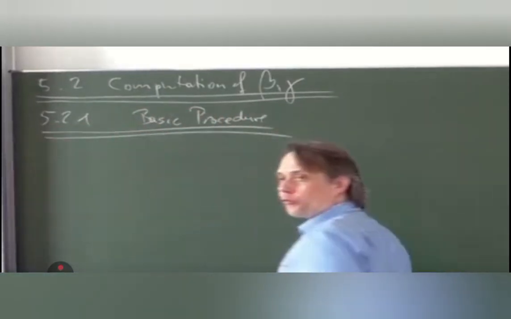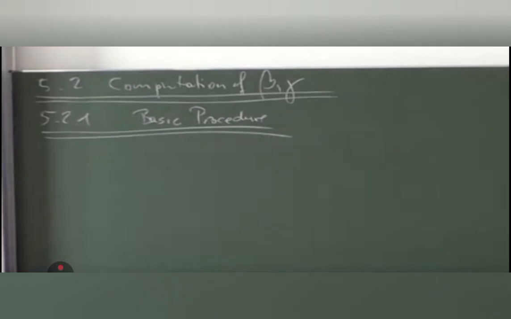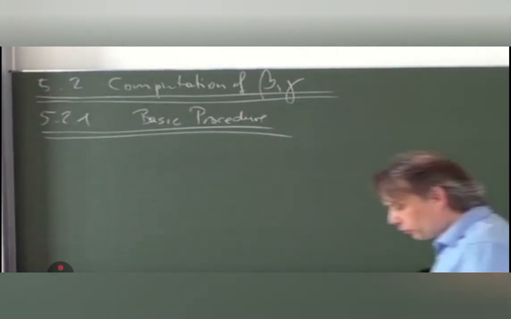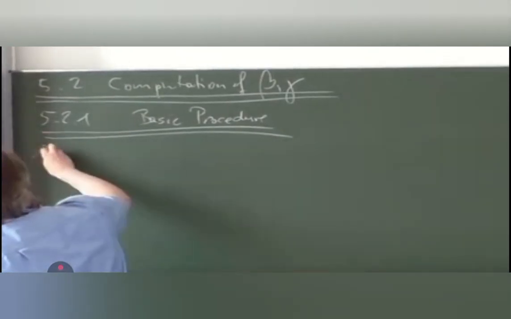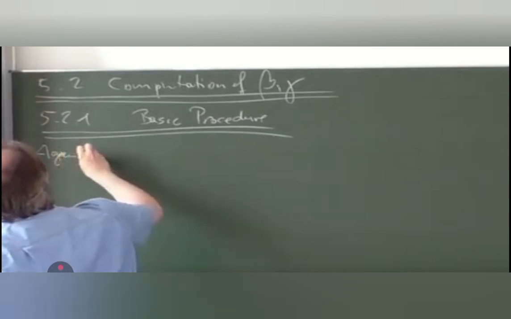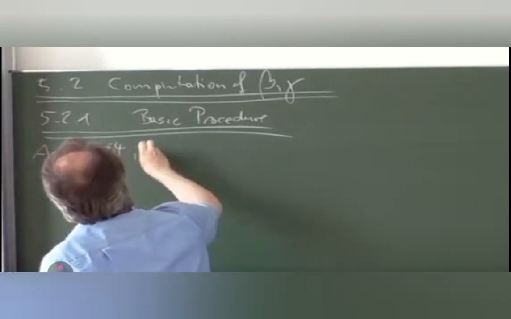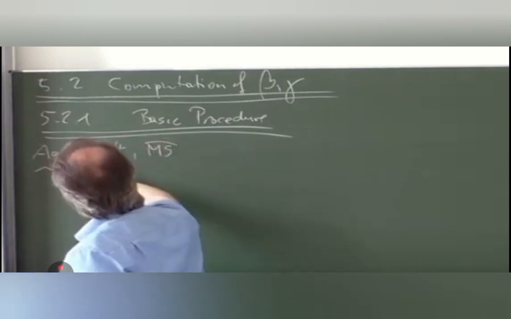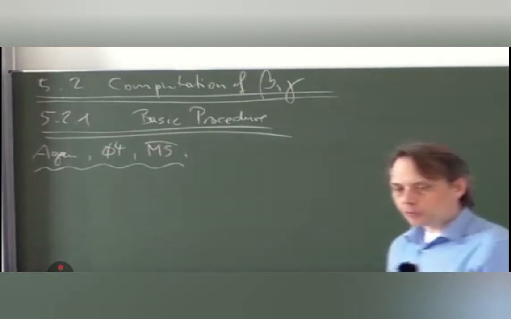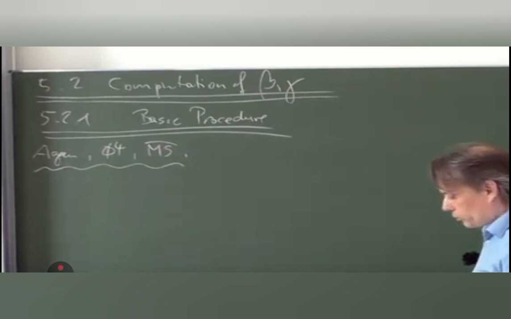Let us simply develop the basic procedure, which is the one we also used in the exercise, and let's illustrate it for phi to the 4th theory again. And as always, use the MS bar scheme, and the derivation is specific for that.